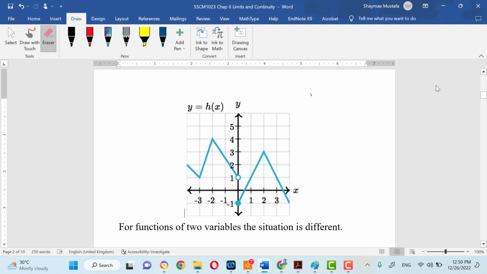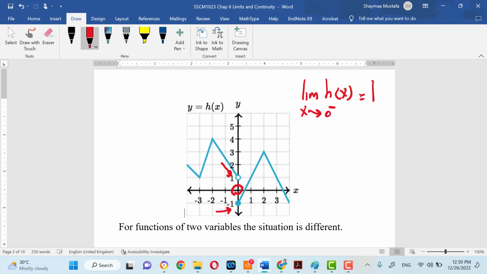Or here, the function does not exist. Why? Because if I calculate the limit of h of x when x goes to 0 from the left, from here, then you will find that the function goes to 1. When you come to 0 from the left, the function goes to 1.